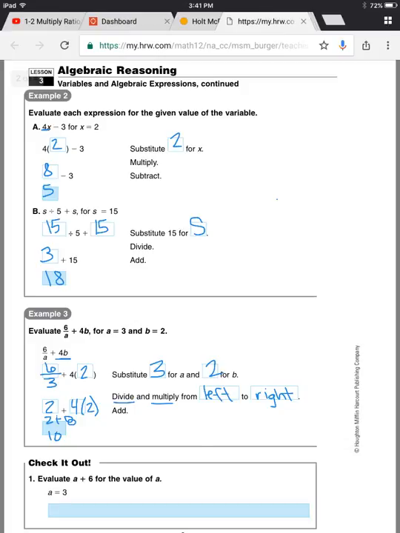Now you have evaluate a plus 6 for the value of a for one of your check it out problems. I'm going to give you a second check it out problem, and it is going to be 2x minus 5 for x equals 7. Okay, so I want you to do both of those. No more than 5 minutes. Those really should take you no more than 2 minutes though.